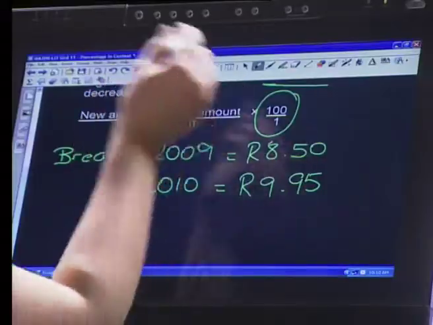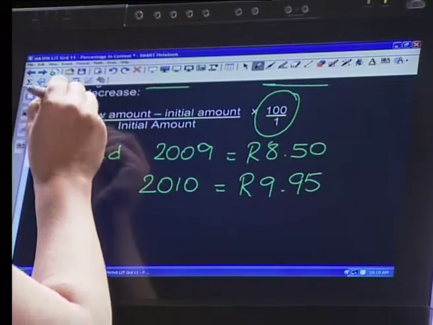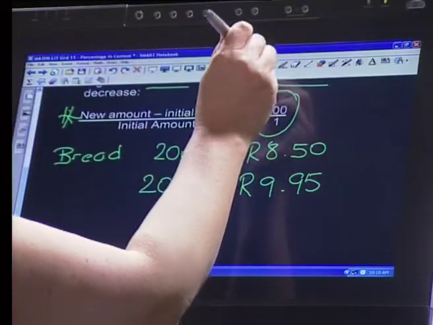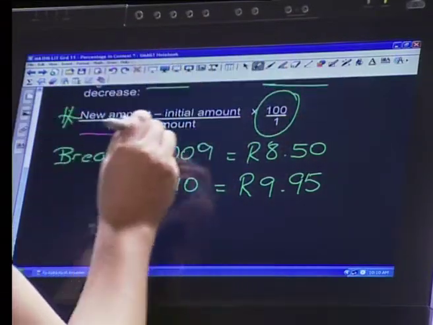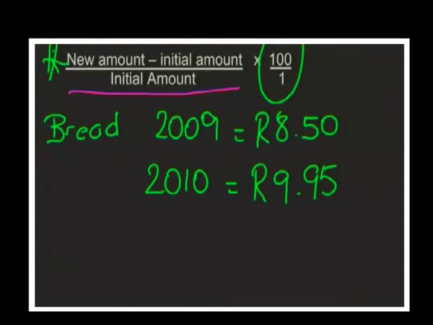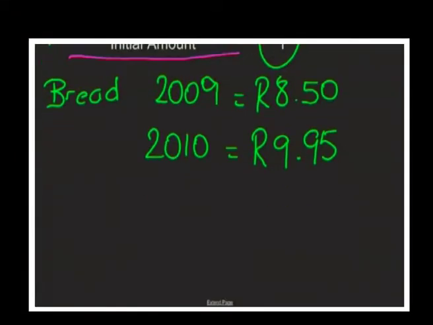So we take our, and this is a formula that you need to actually study. Let's try a different color. We need to learn that formula. So we take our new amount.